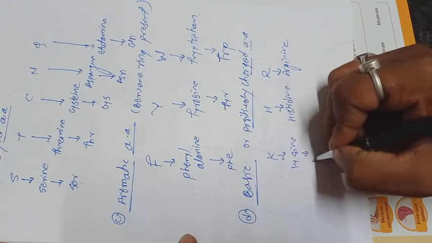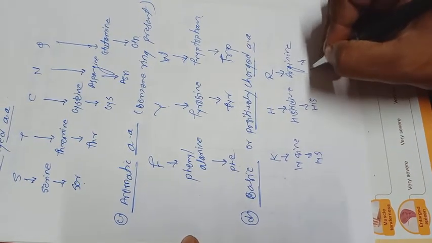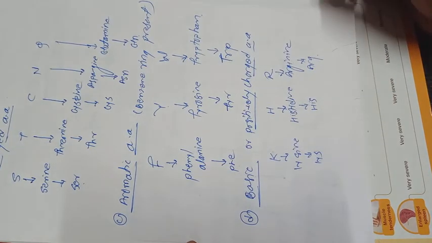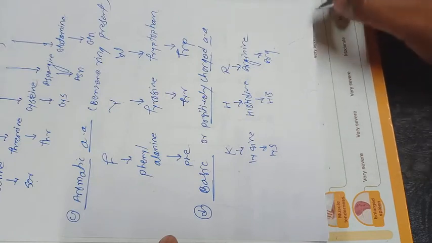The 3-letter code, that is LYS for lysine, histidine, HIS, and ARG, that is arginine. These are the basic or positively charged amino acids.